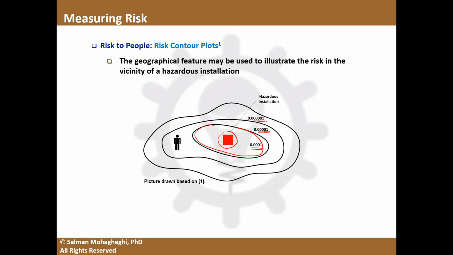Keep in mind that these risk contours do not consider things that people can do in order to escape an event. They're just saying that if you stay in that geographical location, this is the risk to which you will be exposed.